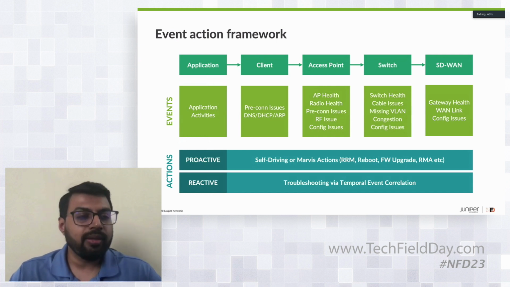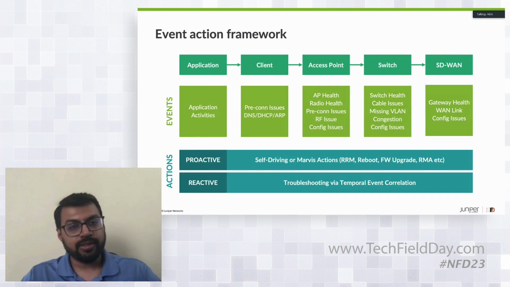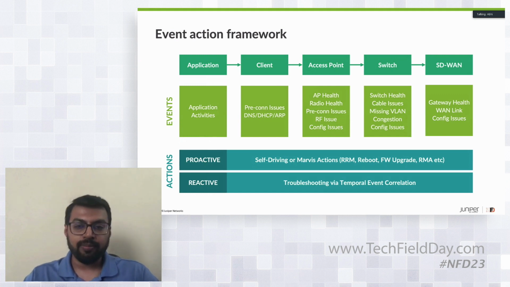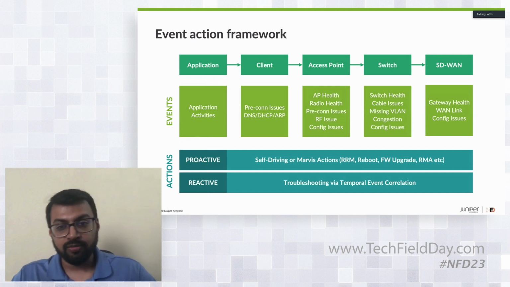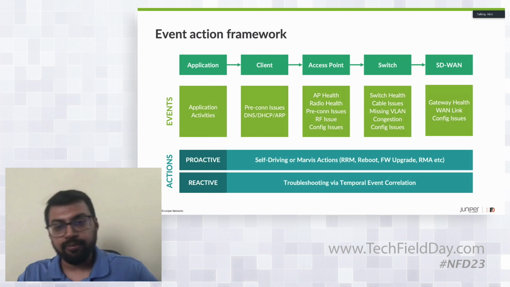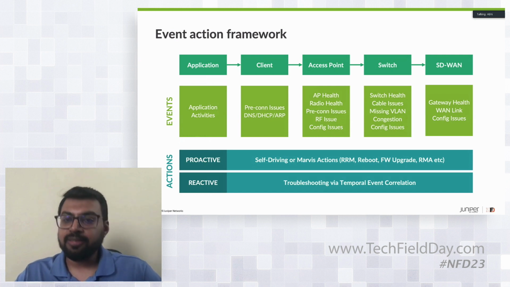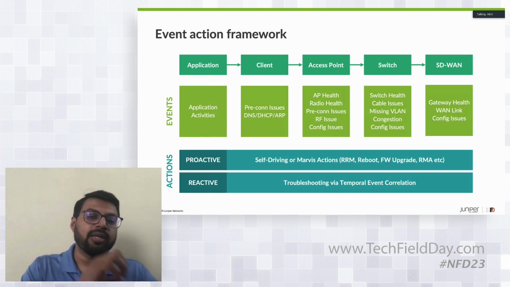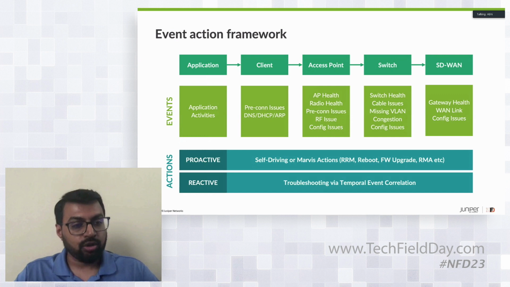Now, what do we tell you? There are two aspects that we showed you today. One, a proactive way, the self-driving piece, where Stephen spoke about RRM. We spoke about firmware upgrades and automatically telling you that your AP is bad. We could come to you and say, your APs are bad, we would like to RMA your devices. That is the proactive nature from our perspective.